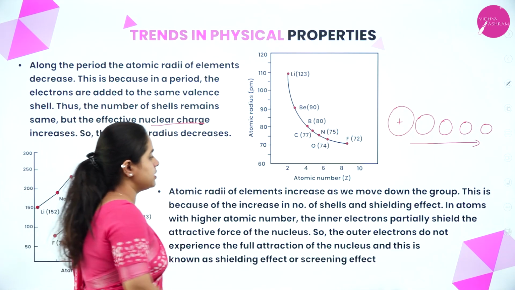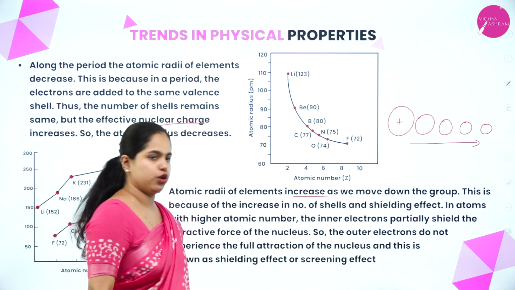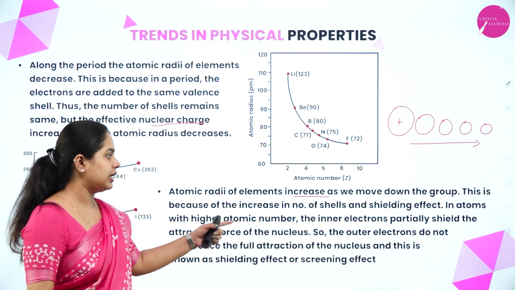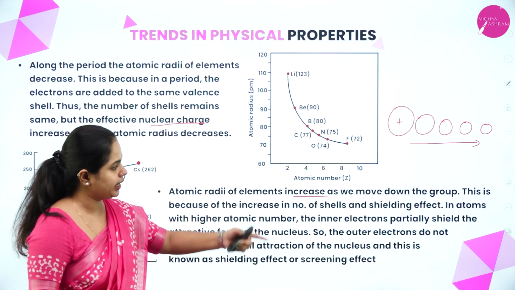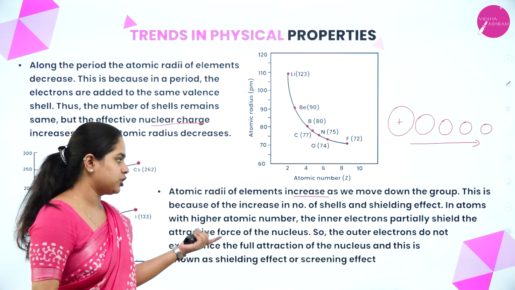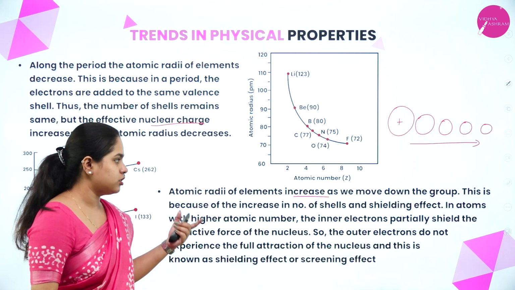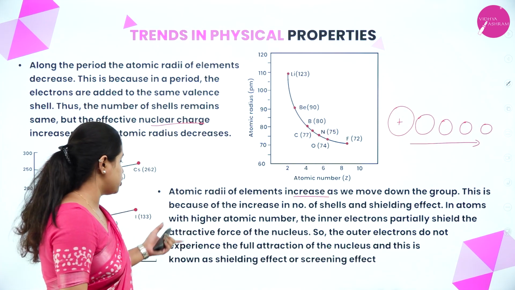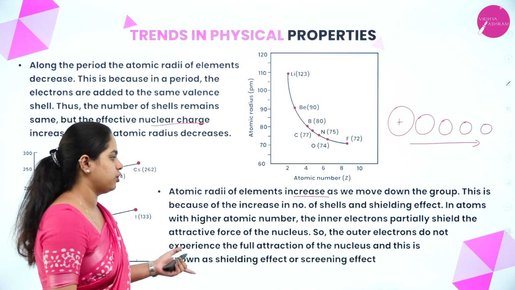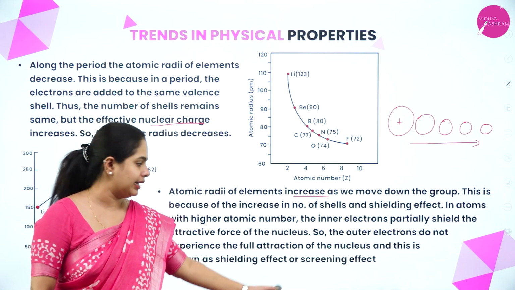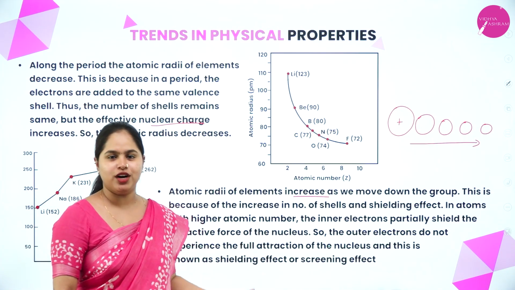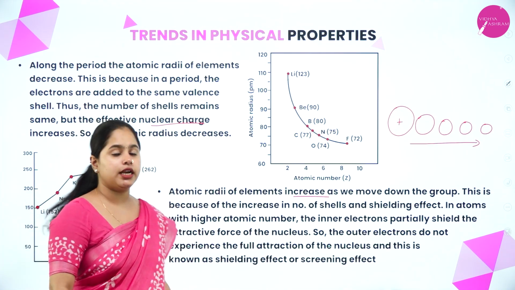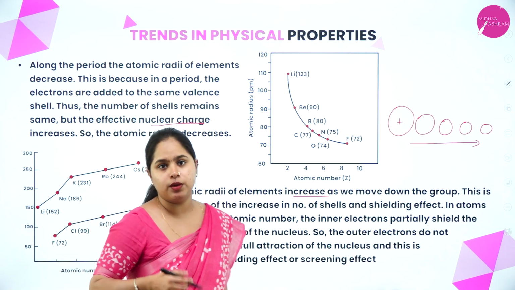Clear? Now moving on to how the atomic radius changes down the group. The atomic radius of elements increases as we move down the group. Why? This is because of the increase in the number of shells and the shielding effect. In atoms with higher atomic number, the inner electrons partially shield the attractive force of the nucleus. So the outer electrons do not experience the full attraction of the nucleus, and this is known as the shielding effect or screening effect. So what did you understand from this? The atomic radius of elements increases as we move down the group.